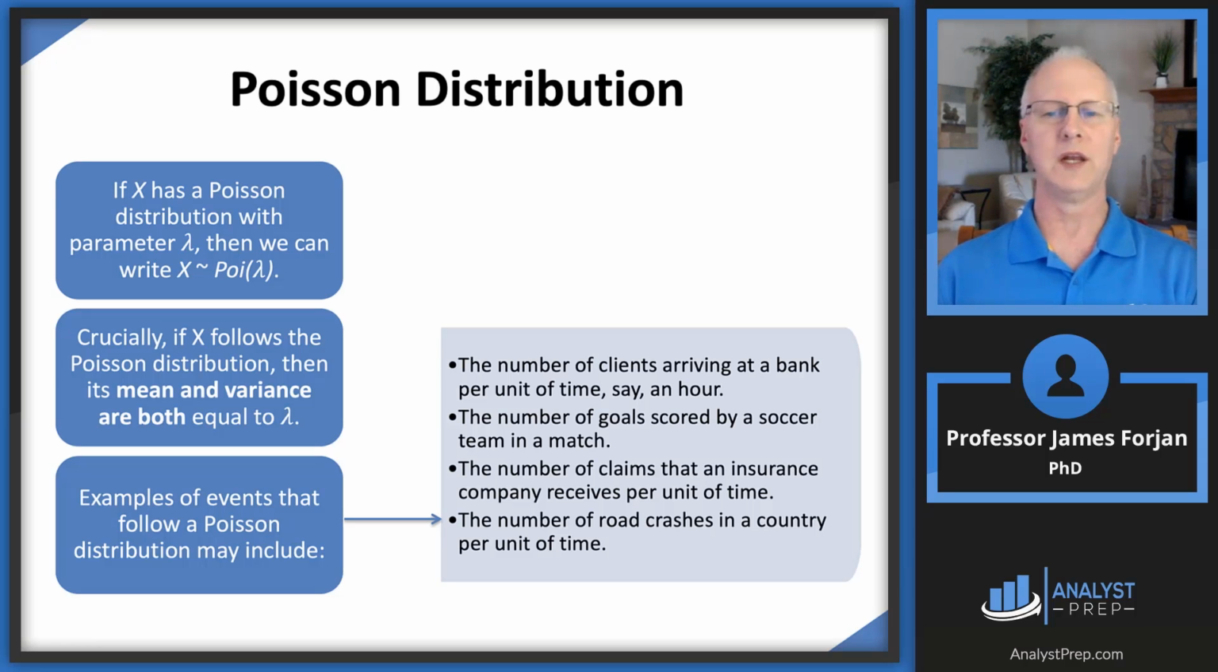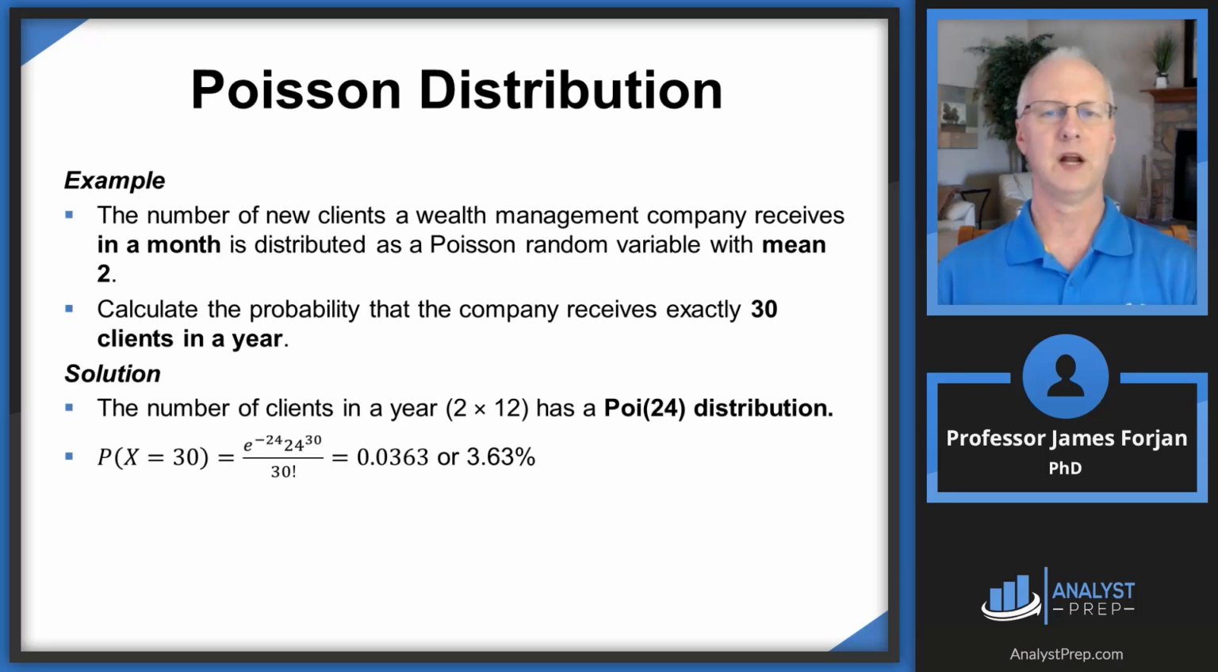Number of claims an insurance company receives per week or per month, and then accidents here. So let's work through a quick example. The number of new clients a wealth management company receives in a month is distributed as a Poisson random variable with a mean of 2. So 2 a month, so that must mean that there are 24 a year.